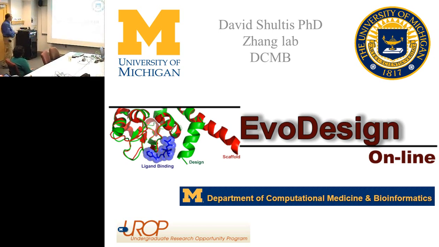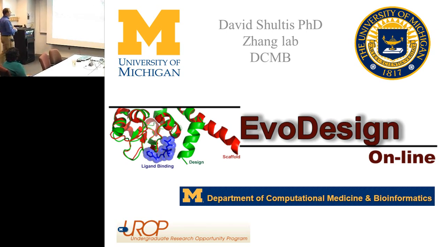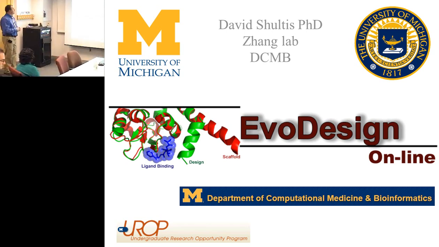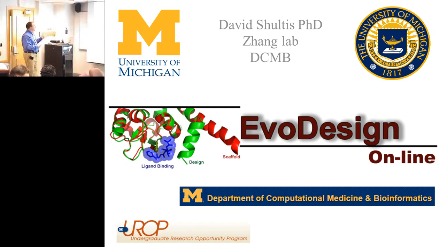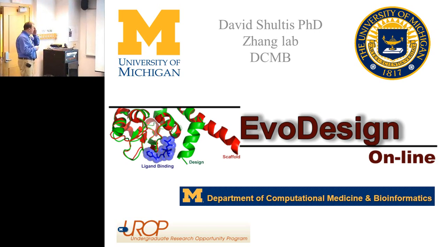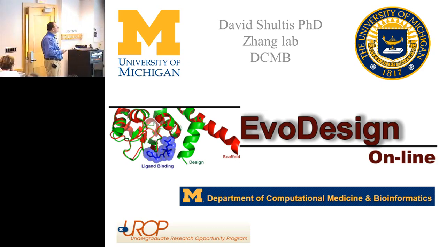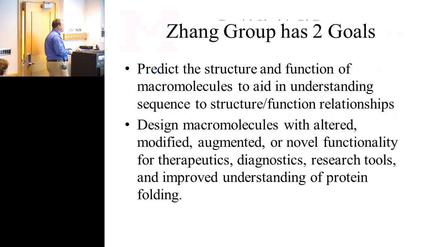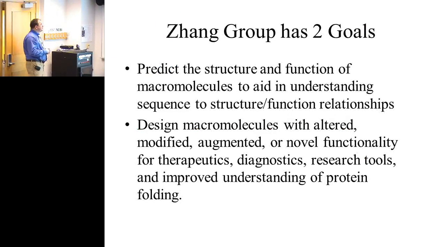Okay. All right. So I work at the Zhang lab, and I'm based primarily up at the North Campus Research Community and Research Campus in Building 520. So it's great to see some of my 520 guys up here. Today I'm going to be talking about protein design, but this is intimately tied to the process of protein folding. So the Zhang group has two goals. One is to predict the structure and function of macromolecules to aid in understanding sequence to structure and function relationships. And the other is to flip that around, to design macromolecules with altered, modified, augmented, or novel functionality for therapeutics, diagnostics, research tools, and improved understanding of protein folding in general.